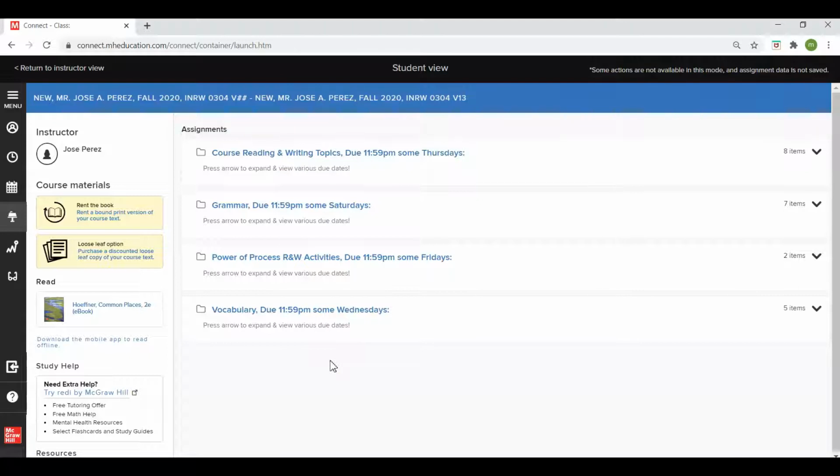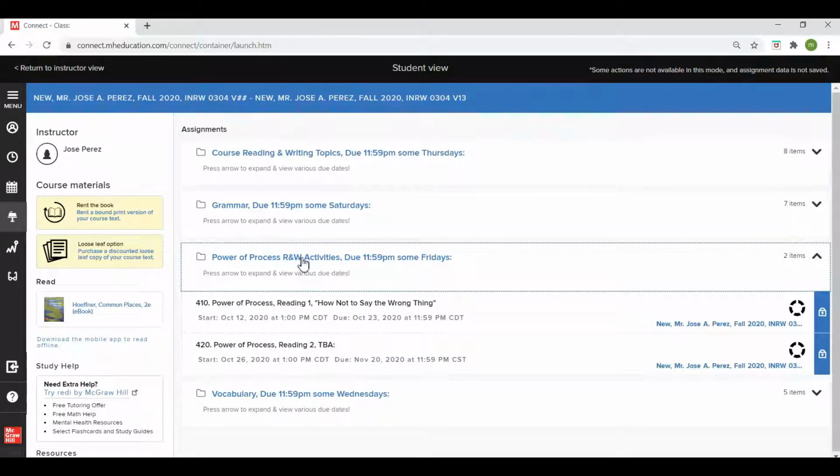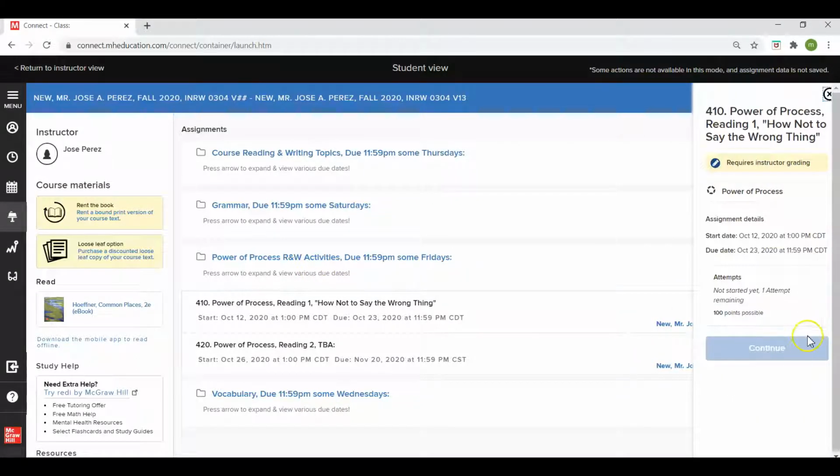This is where the different assignments are. Power of Process is here. And I think it would take you here. All right. But I'm not 100% sure. The reason I say that is that this is kind of like where all the assignments are, all 4 categories, right? Kind of in a folder.